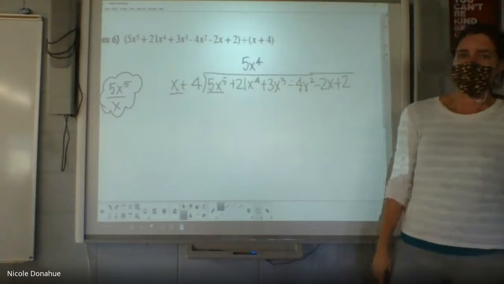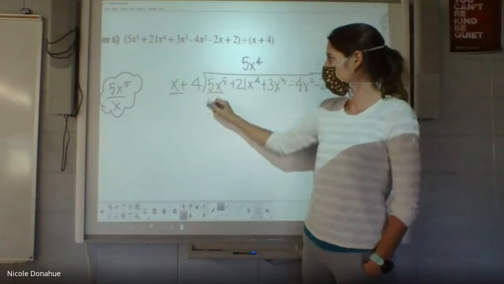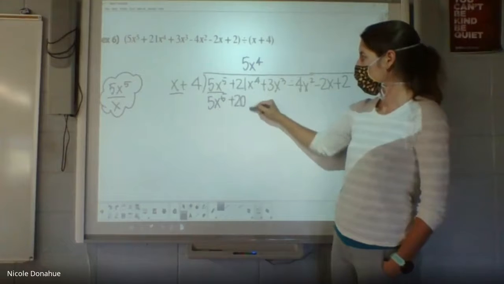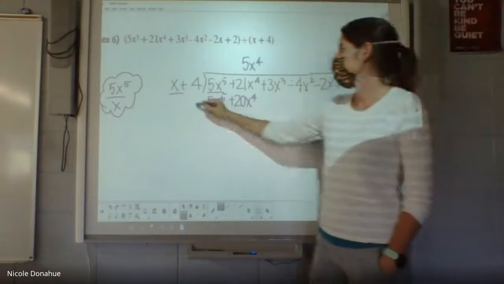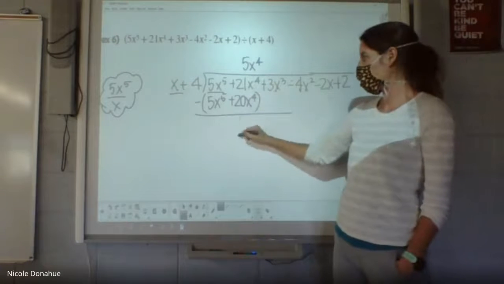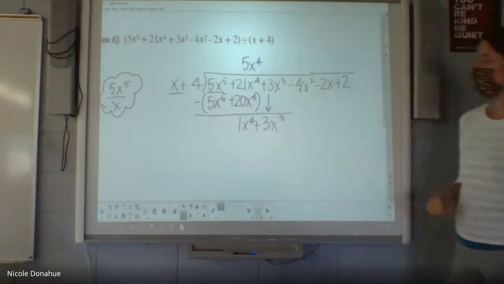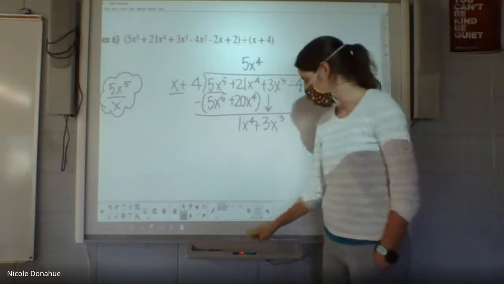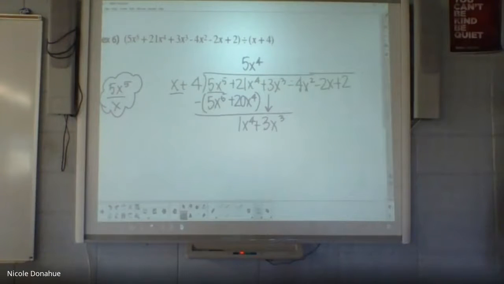All right, now we're ready to multiply back. Remember, it's always going to be the same first, but then 5 times 4 is going to be 20, and x to the 4th. And just subtract. 21 minus 20 is going to be 1. And I brought down the next term. You can bring them down one at a time. You don't have to bring them all down at once. If you wanted to, you could. I always forget to bring down the terms.